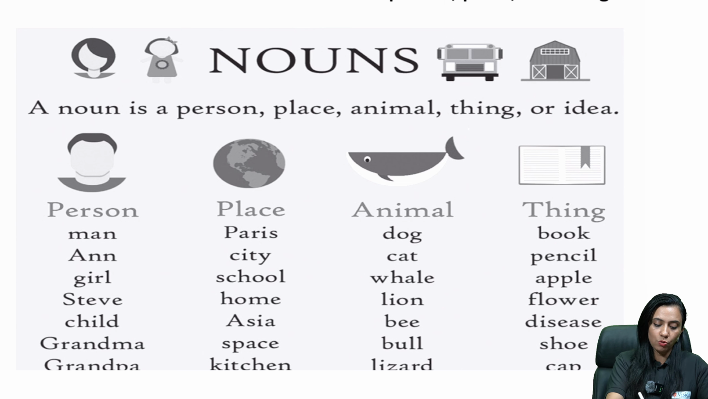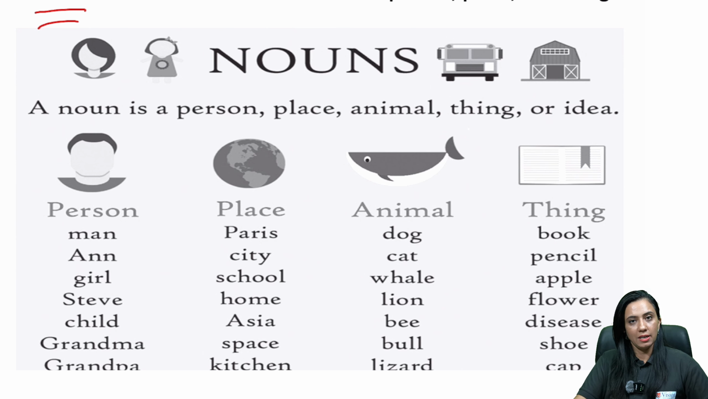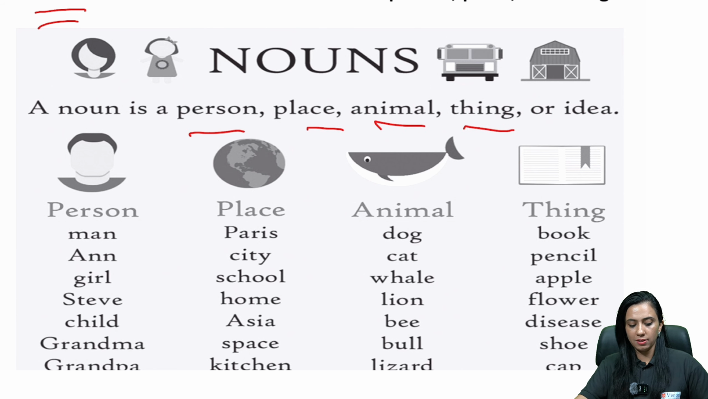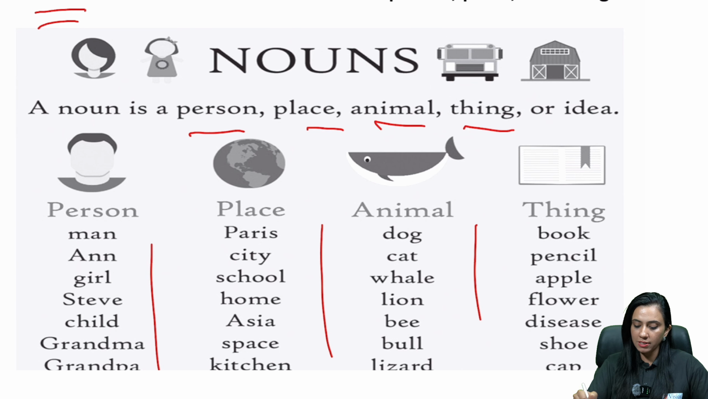Like first thing is a noun. We all know what noun is. Let's try to understand in a better way. Noun means whenever you're talking about a person, place, animal, or thing, that is called a noun. So here we have given certain examples which are considered as nouns.